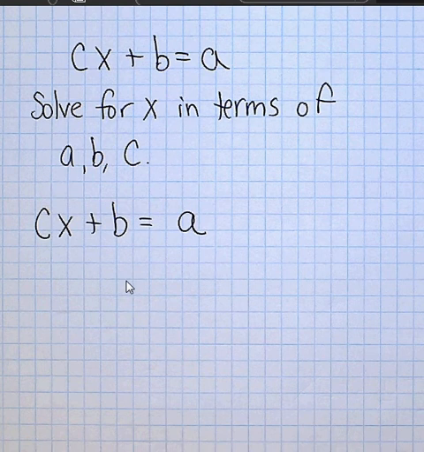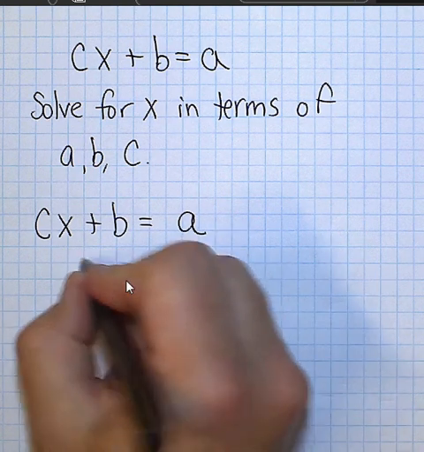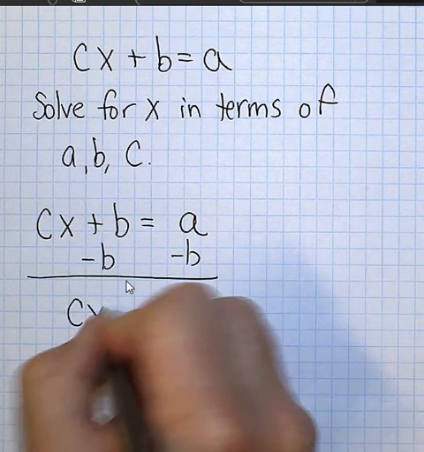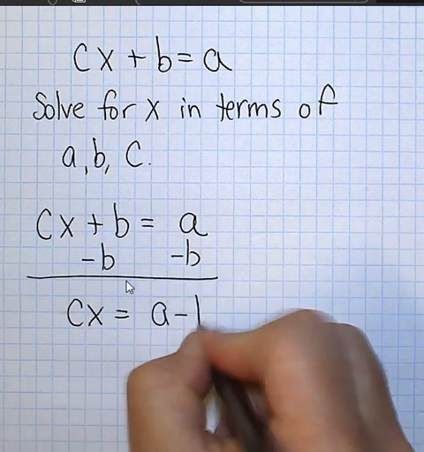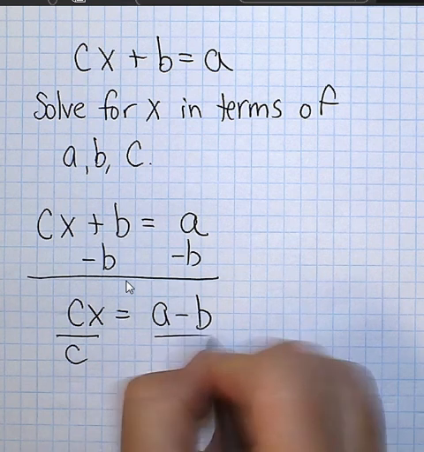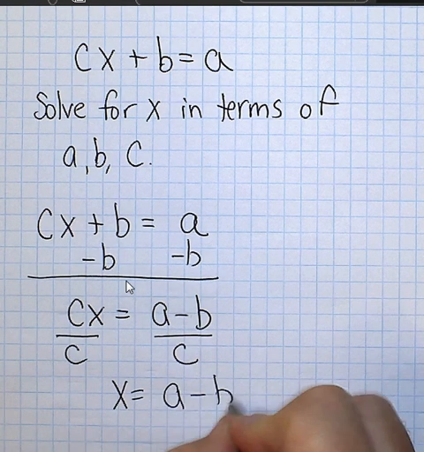So what do we want to do first here? Yeah, everybody tries to get x by itself too quick. Remember, when we undo things, we undo addition and subtraction first. So I'm going to subtract the b first. And when I subtract the b, I get cx equals a minus b. Now, how do I get x by itself? Yeah, now I'm going to divide by that c. So I'm going to get x is equal to a minus b divided by c.